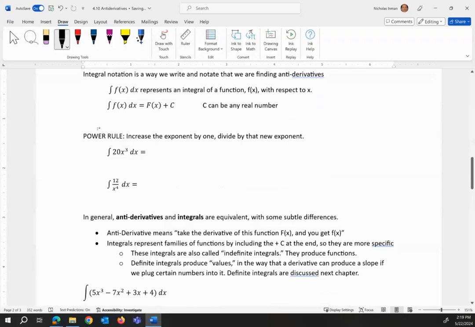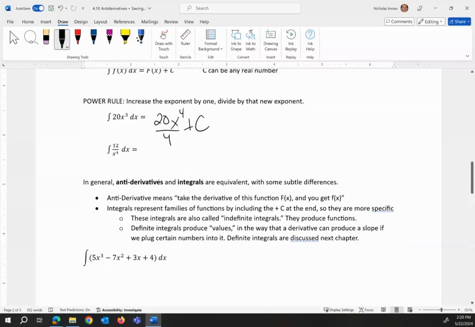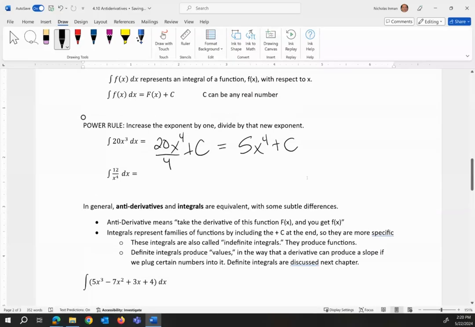Okay. So again, the power rule, to do this integral of 20 x to the third, we leave the 20, we say x to the fourth, and we divide by that new power. We add a plus c at the end just to say, hey, yep, this is an integral, not an antiderivative. And then we reduce 20 over 4, that's 5. And again, we leave that plus c. The plus c is just a constant. Any number could be added to the end.